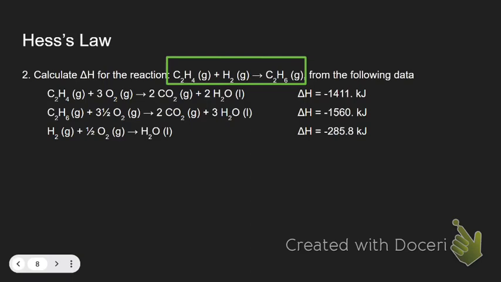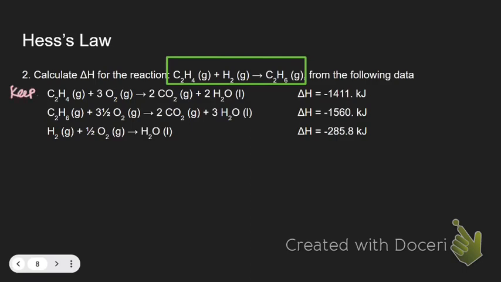Okay? So looking at the first one, we have C2H4 plus 3 oxygens, and so on. Because I have C2H4 here and C2H4 here, they're both on the reactant side. They don't have a larger coefficient than 1. The coefficient is 1. I don't need to multiply it by anything, and I don't need to reverse the reaction. So I'm just going to keep this the way that it is.